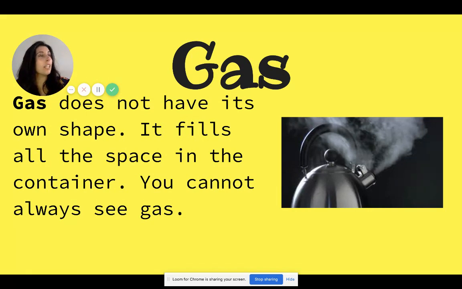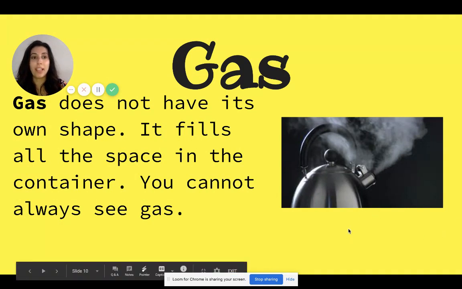And if you're looking at what seems to be an empty room without any furniture in it, you might think, oh, it's an empty room. But it's not. It's filled with gas. The gas that it's filled with is air. That's what we breathe. Another example of gas is water vapor.